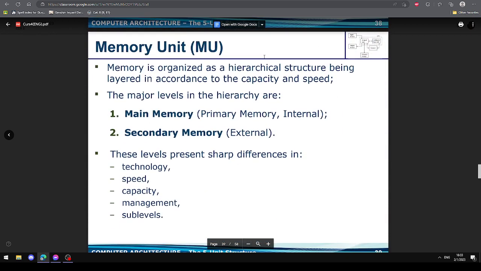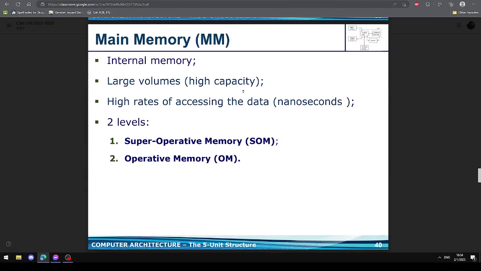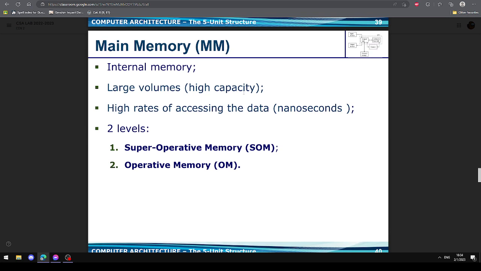Memory unit. The memory is organized as a hierarchical structure, layered in accordance to the capacity and speed. The major levels in the hierarchy are main memory, primary memory, internal, and secondary memory, that is external. These levels present sharp differences in technology, speed, capacity, management, and sub-levels. Internal memory: large volumes of capacity, high rates of accessing data. It has two levels: super operative memory, SOM, and operative memory, OM.